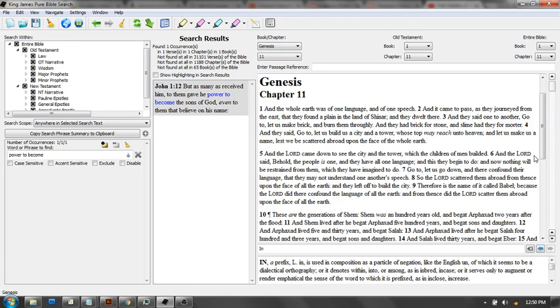And the Lord said, behold, the people is one, and they have all one language. Note that. And this they begin to do. And now nothing will be restrained from them, which they have imagined to do. Go to, let us go down, and there confound their language, that they may not understand one another's speech. Remember when this was done? When the languages are scattered, when the earth is divided? In the days of who? Peleg. Let's not forget that.